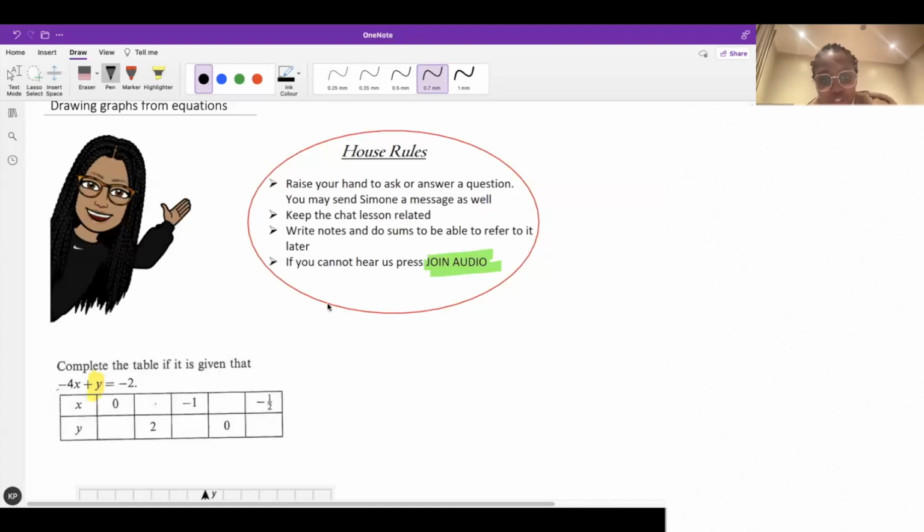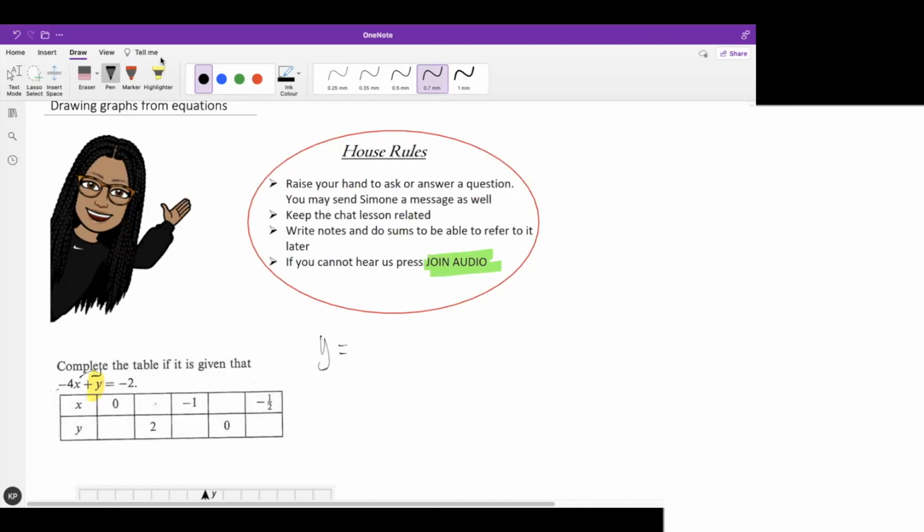So then what is my equation in standard form? It will be y equals what? If this negative 4x goes to the other side, what will my standard form equation be? Thank you, Tabang. Y equals negative 2 plus 4x, or we can write it as y equals 4x minus 2. Now we have our equation.